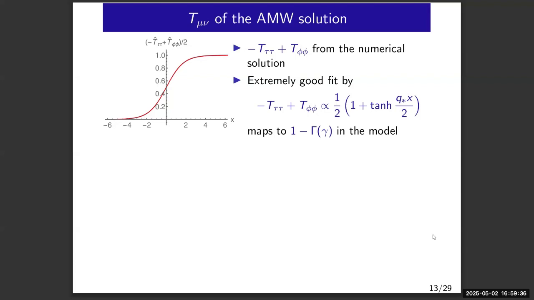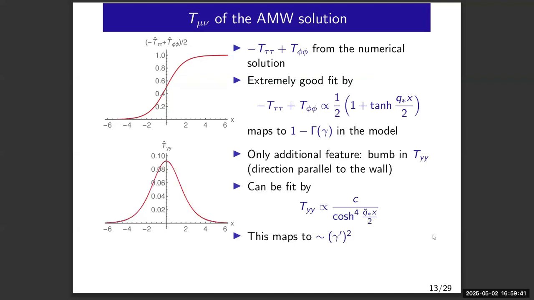But this is not the only data that you can get from the gravity solution. There is a little bit more information. You can also study the energy momentum tensor in the direction parallel to the wall. And this has this slight bump. And the normalization is such that you should compare the bump to this one. So this is a smaller feature, but it can also be fitted with a simple ansatz.